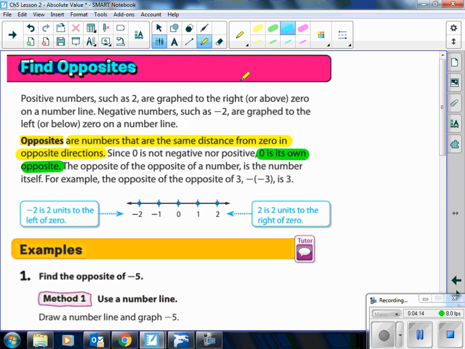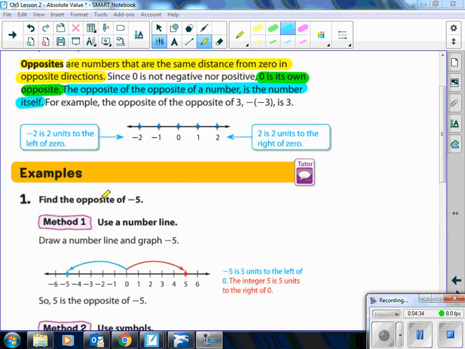Now this is something here. The opposite of a number is the number itself. The opposite, write this down, the opposite of the opposite is the number itself.